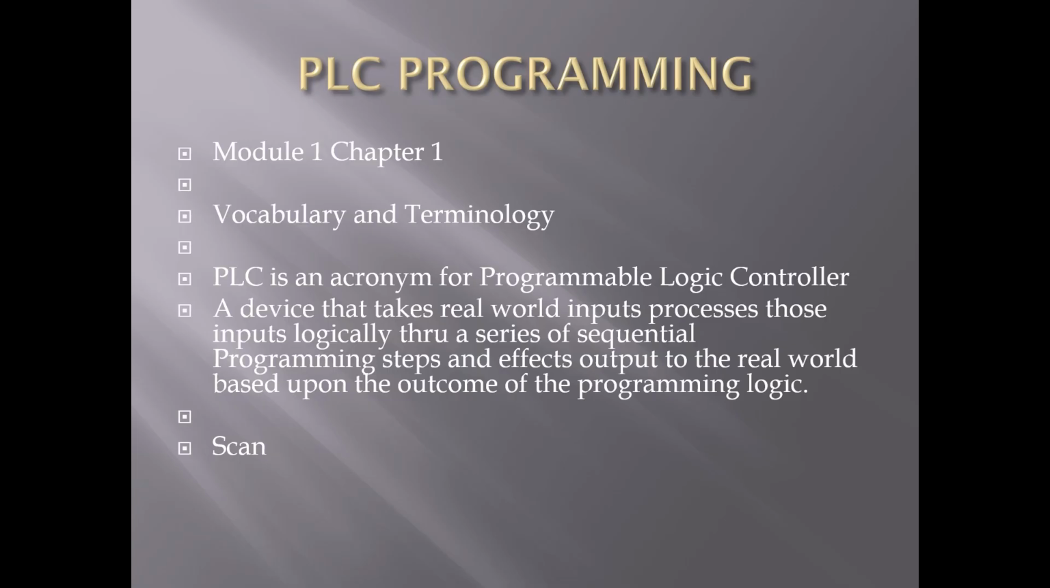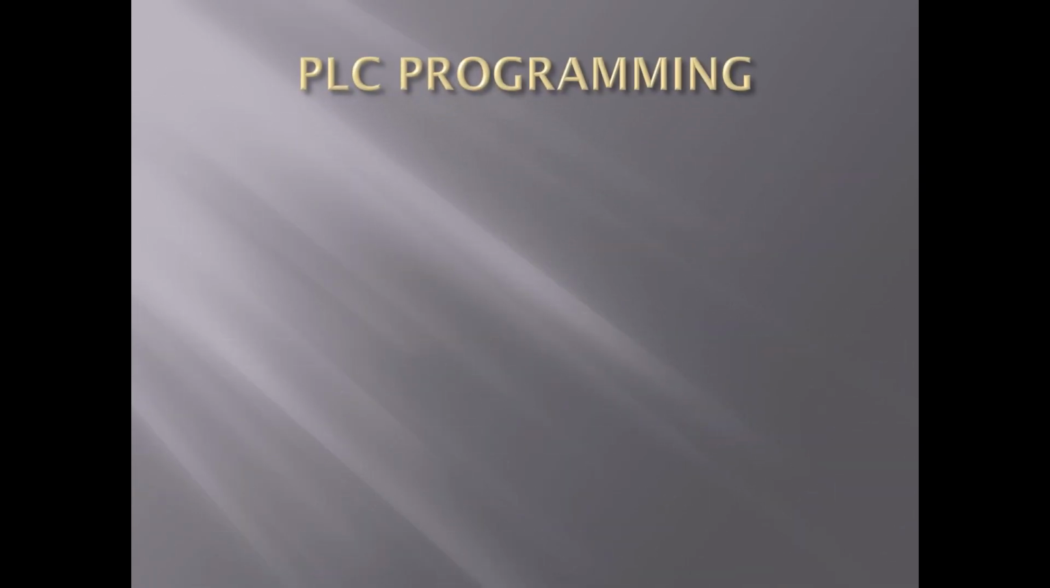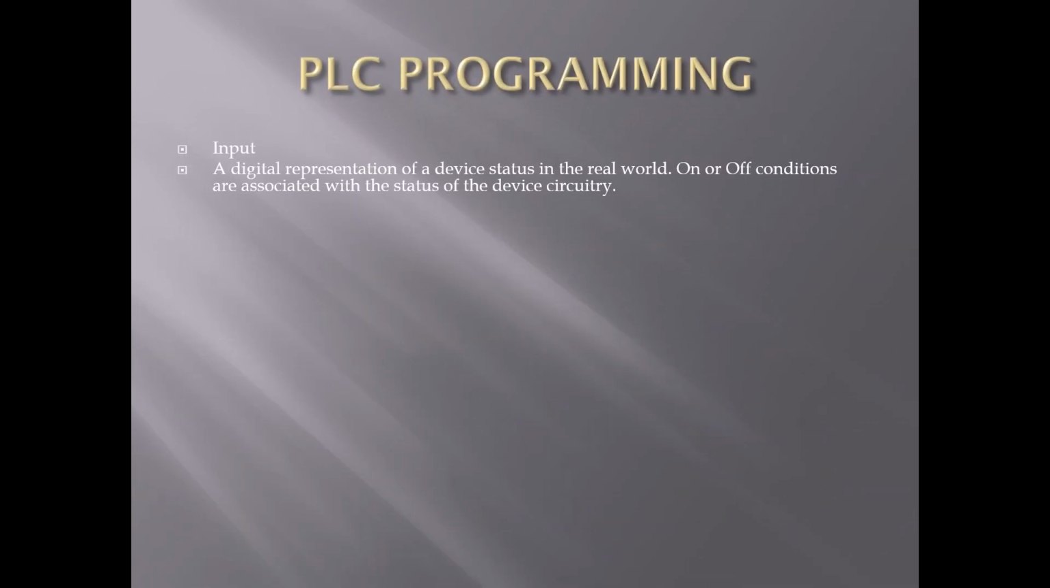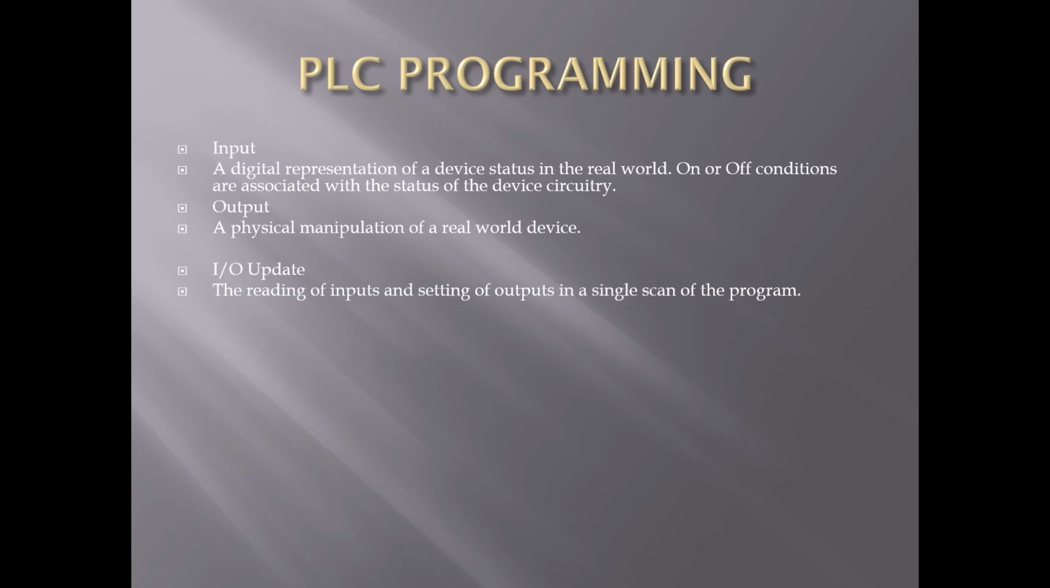A scan is one complete cycle through the program. An input is a digital representation of a device status in the real world. On or off conditions are associated with the status of the device circuitry. An output is a physical manipulation of a real-world device. An I/O update is the reading of inputs and setting of outputs in a single scan of the program.